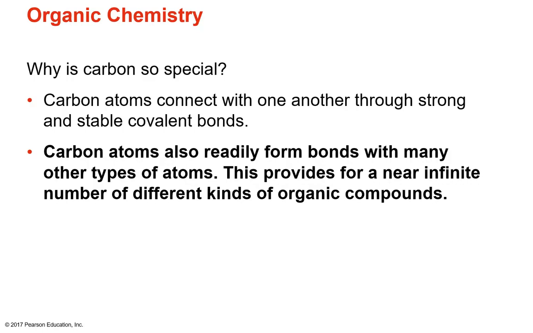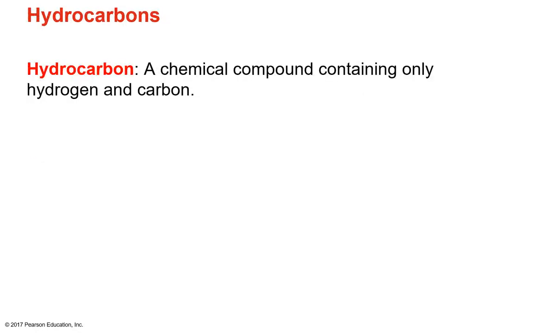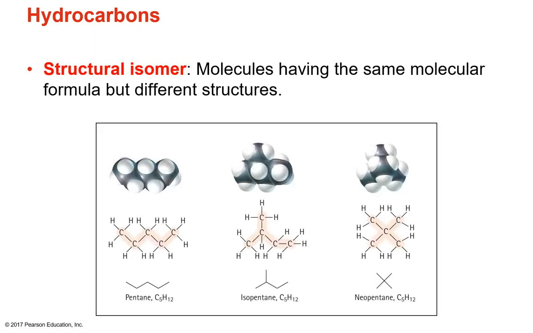So, you have, it says here, a near infinite number of different kinds of organic compounds you can make. Now, hydrocarbons are of special interest to us. Hydrocarbons are molecules that are made out of exclusively hydrogen and carbon. So, examples of hydrocarbon, here we have pentane.